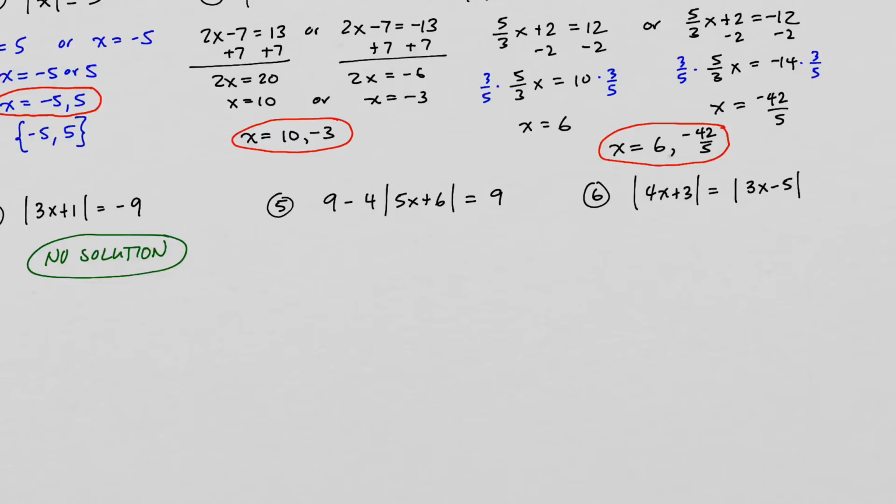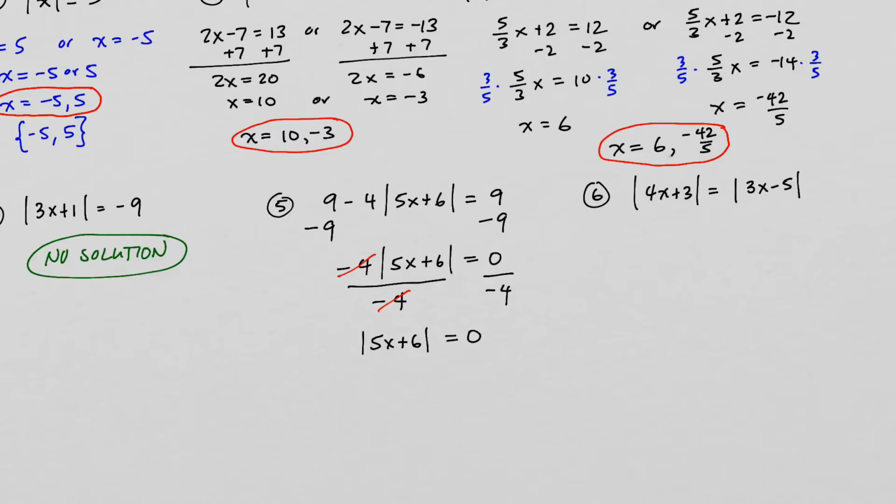So to solve this one, what I need to do first is I need to get the absolute value by itself. So I'm going to start by subtracting 9 from both sides. And that gives us negative 4 times the absolute value of 5x plus 6 is equal to 0. And then I can divide both sides by negative 4 to cancel. And after we do that, we have the absolute value of 5x plus 6 is equal to 0.